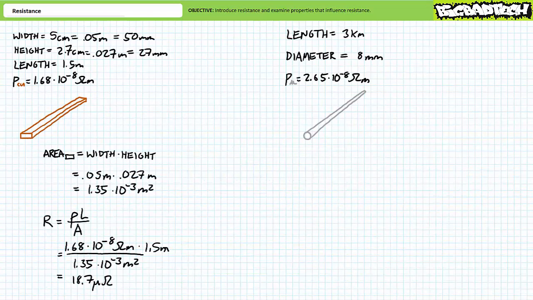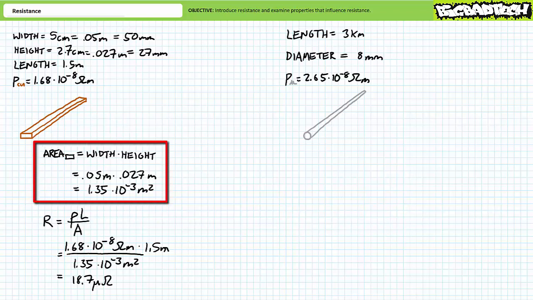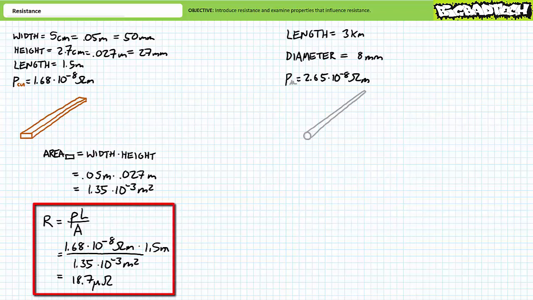Let's take a look at the copper bus bar first. 5 centimeters is equivalent to 0.05 meters or 50 millimeters. 2.7 centimeters is equivalent to 0.027 meters or 27 millimeters. If you're using a scientific calculator making use of engineering format, either figure will work. The cross-sectional area of a rectangle with a width of 0.05 meters and a height of 0.027 meters is 1.35 times 10 to the negative third meters squared. Now all we have to do is insert resistivity, length, and cross-sectional area into the resistance formula, which yields an extremely small resistance of roughly 18.7 micro-ohms.